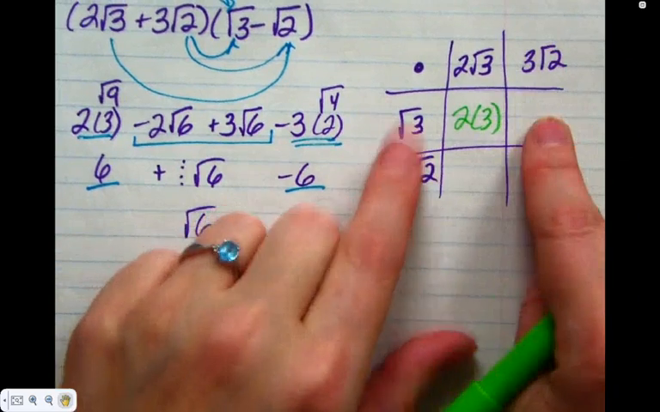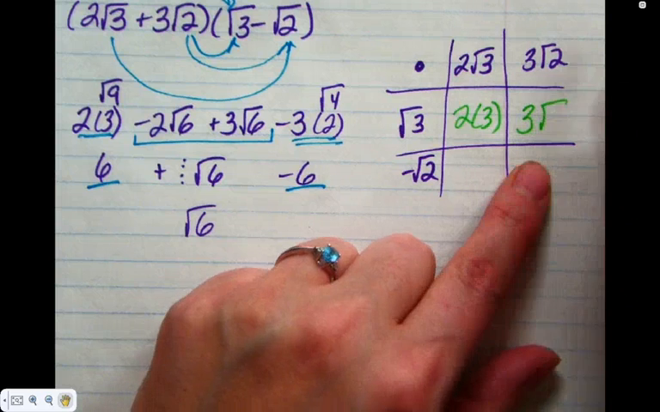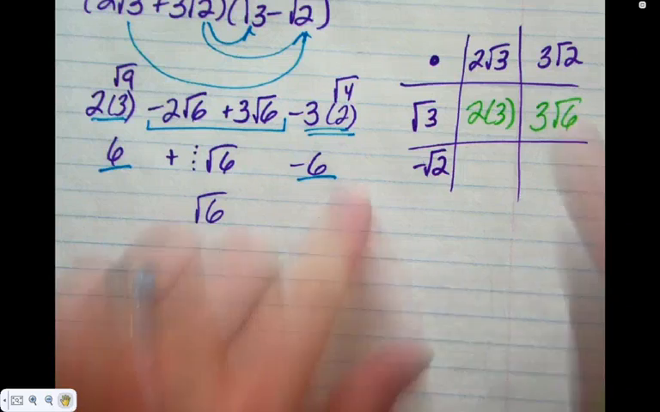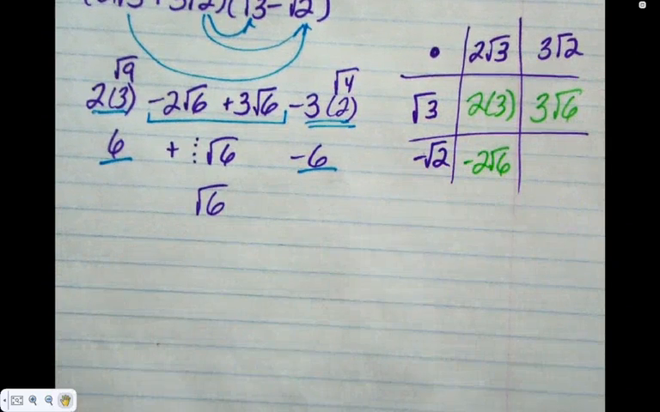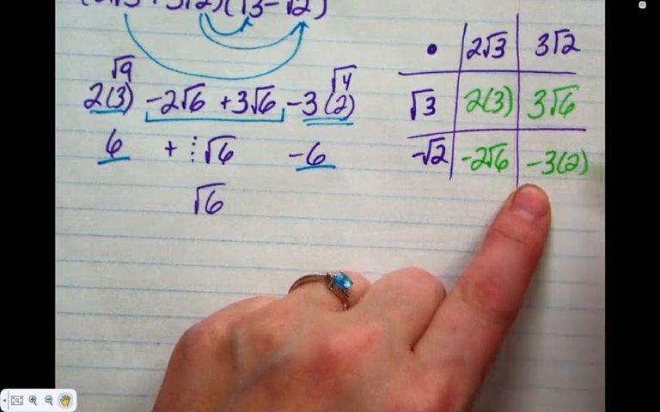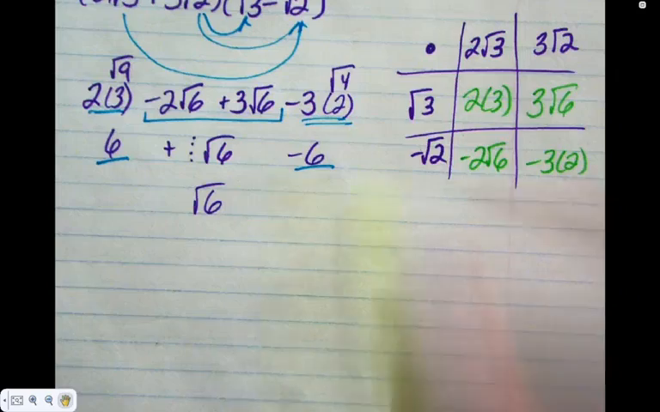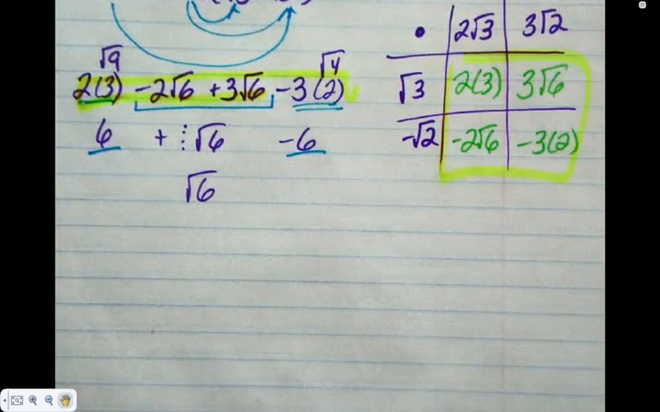Second one's going to be the intersection of a root 3 and a 3 root 2. So 1 times 3 is 3. Root 3 times root 2 is root 6. The intersection here is going to be negative 2 root 6. And the last intersection is going to be negative 3 times 2, because root 2 times root 2 is itself. And if you notice, our 4 terms that we had here when we foiled and our 4 terms within here are exactly the same. It's just a different way to do the same math.